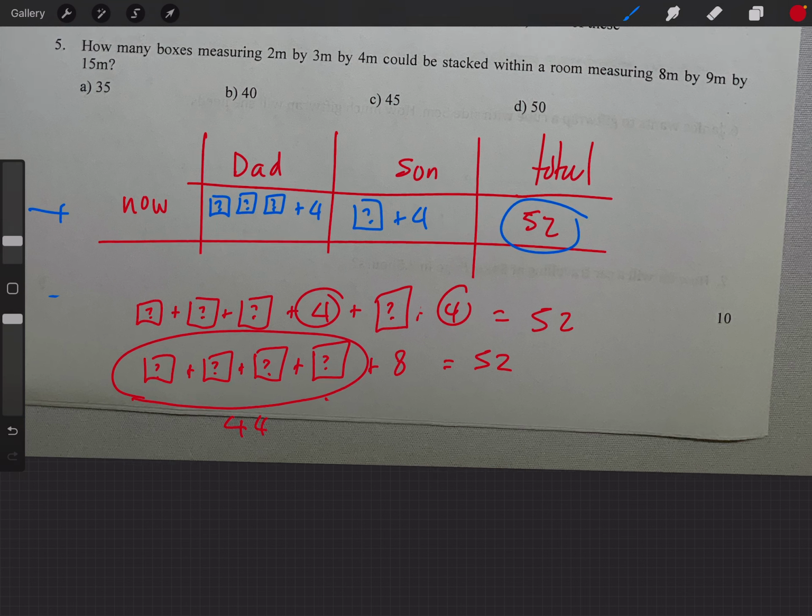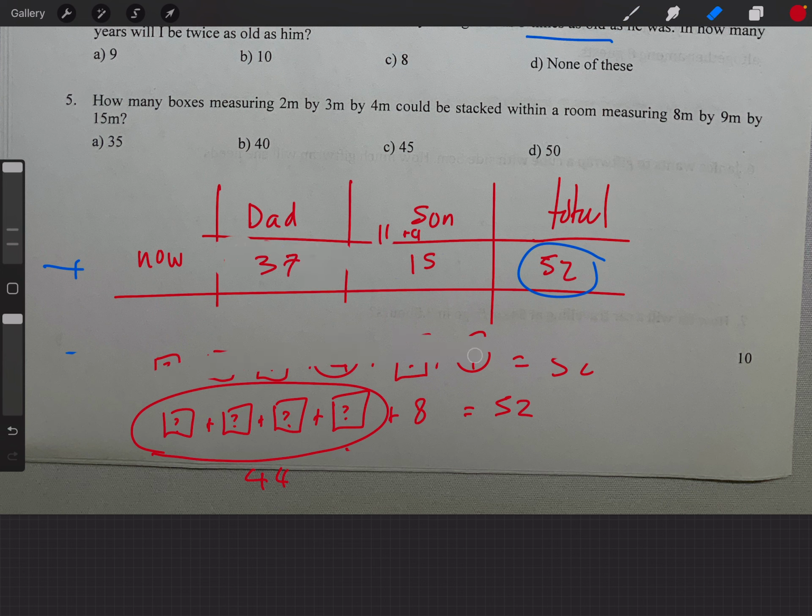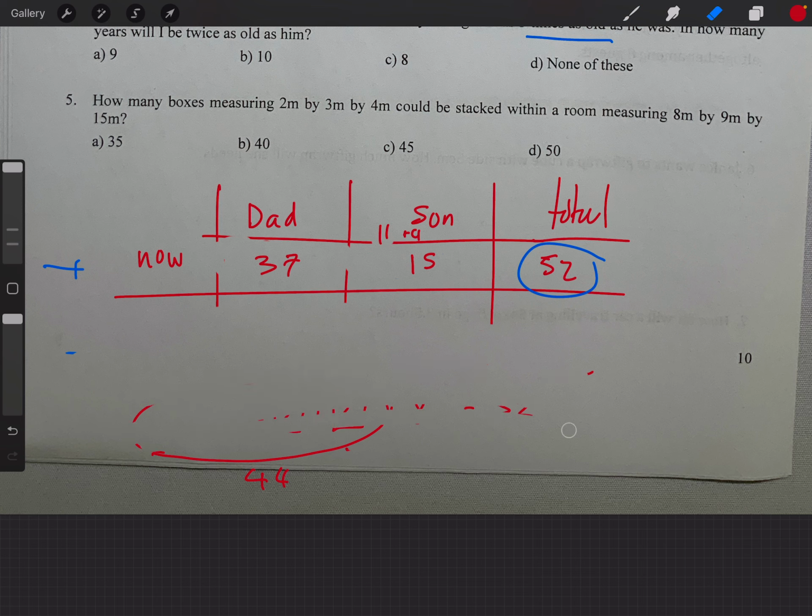So now the son's age is 11 plus 4, which equals 15. And the dad's age is, well, this is 11, 11, 11. That's 33. 33 plus 4 is 37. All right, we worked it out.